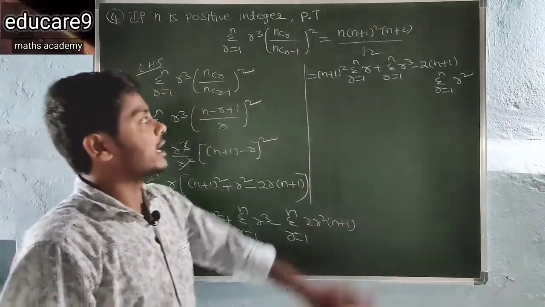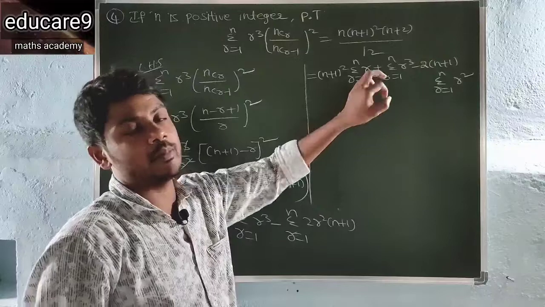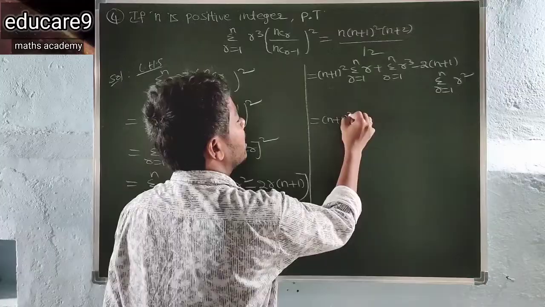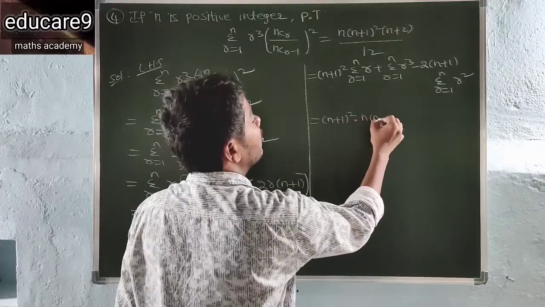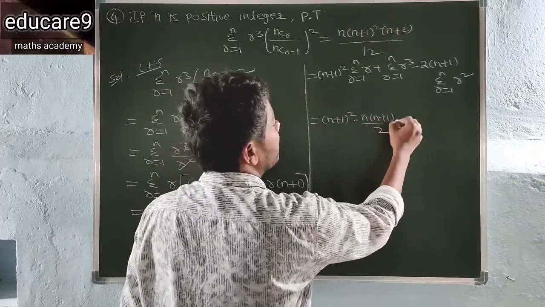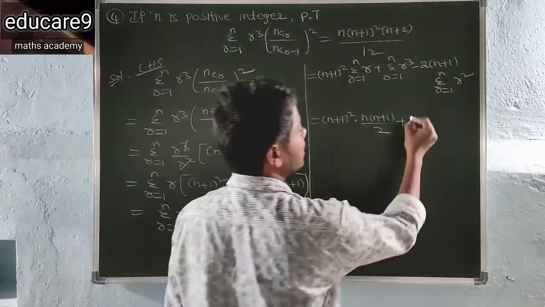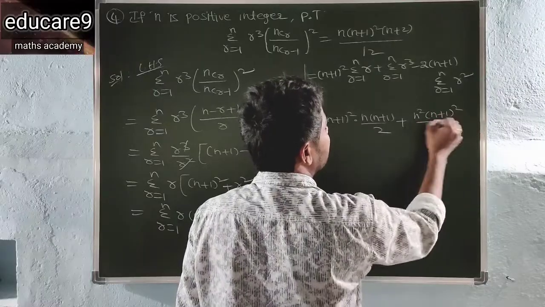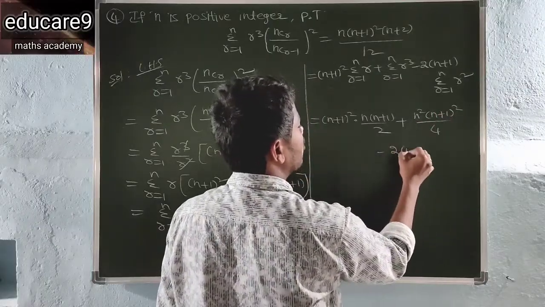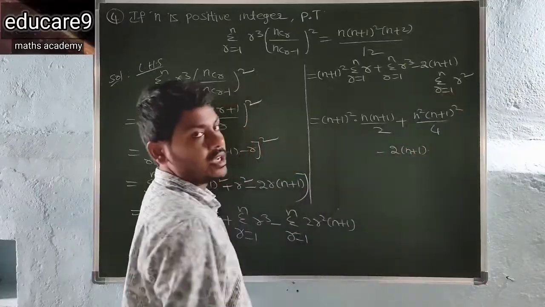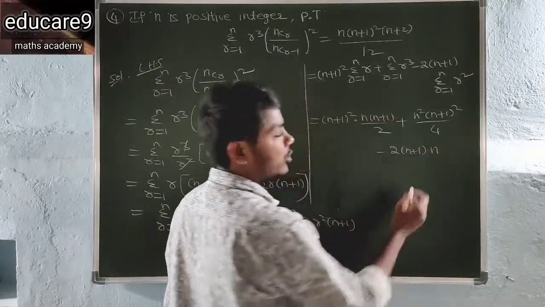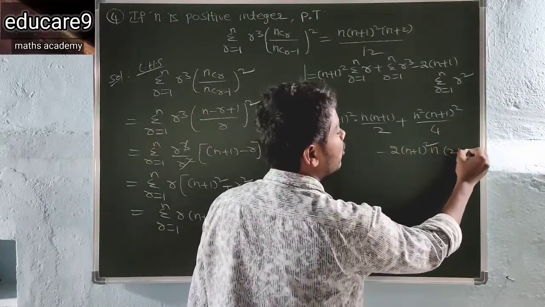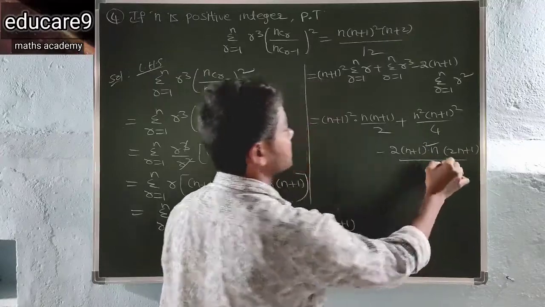Okay. So clearly summation r equals 1 to n r represents the sum of the first n natural numbers. So you know the formula: (n plus 1) whole square into n into (n plus 1) by 2. Here the sum of the cubes of the terms, that is n square into (n plus 1) whole square by 4, minus 2 times (n plus 1) into the sum of the squares of the terms, that is n into (n plus 1) into (2n plus 1) by 6. So (n plus 1) into (n plus 1), (n plus 1) whole square into (2n plus 1) by 6. Okay.